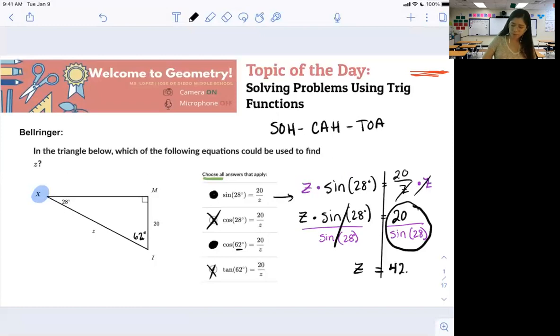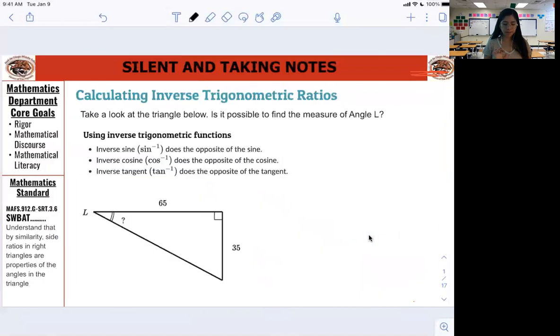42.6. Okay. And is that degrees or length? Is that 42.6 degrees or is that the length of 42.6? Good, length. Good. All right.